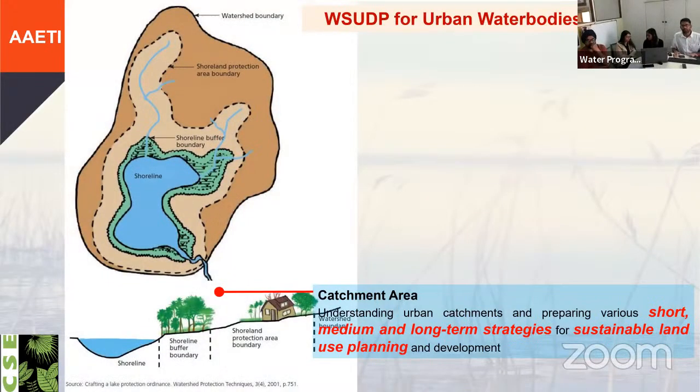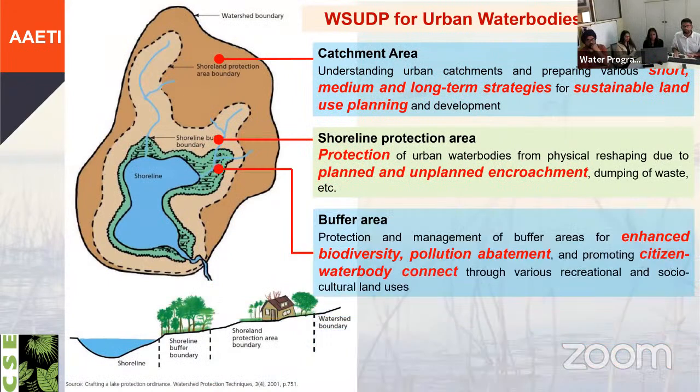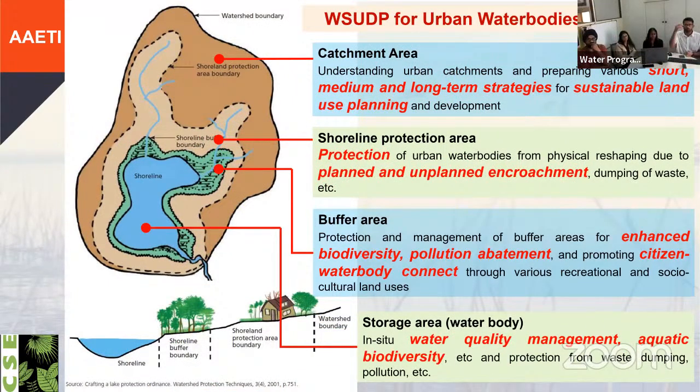A simple conceptual understanding of the approach CSE advocates is a four-step approach. Look at the catchment area, understand the urban catchments, to help you prepare long-term strategies and have sustainable land use planning practices developed.